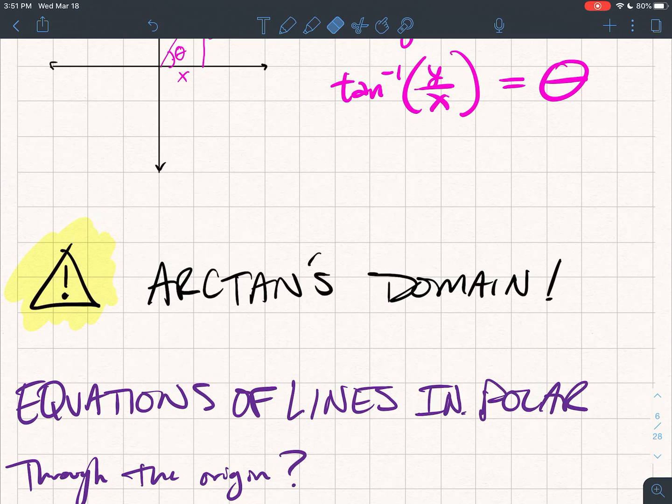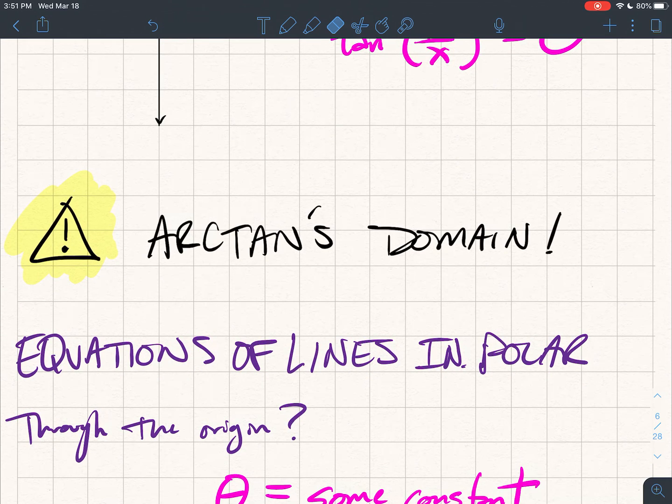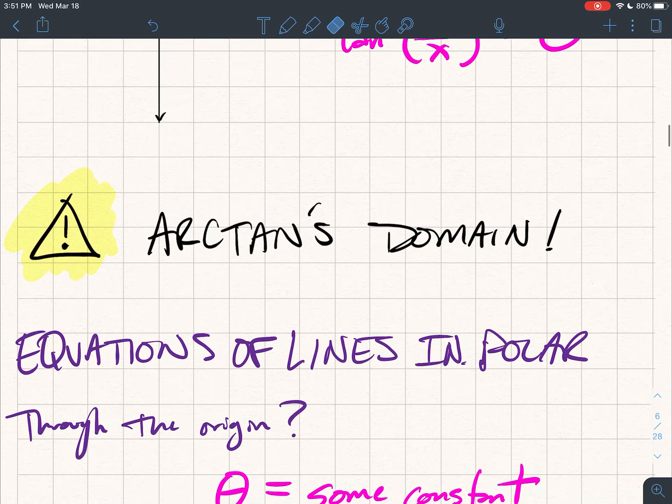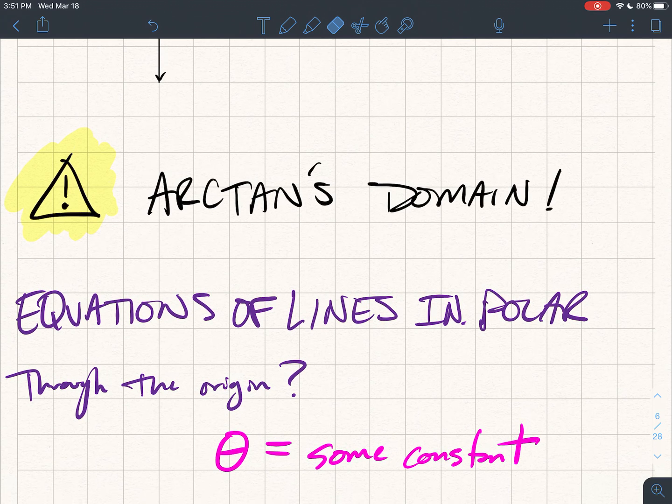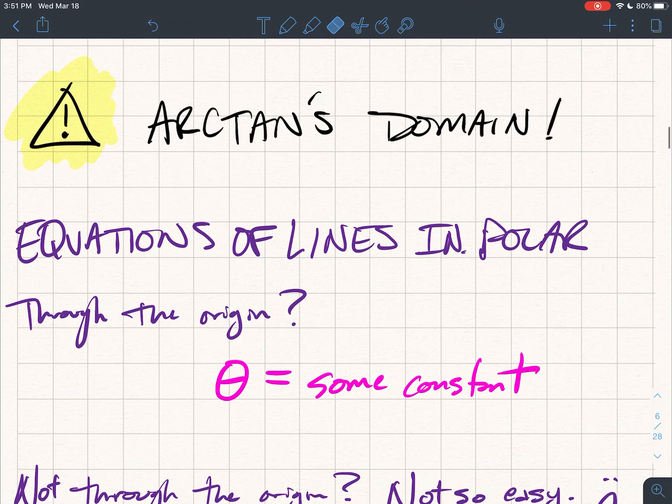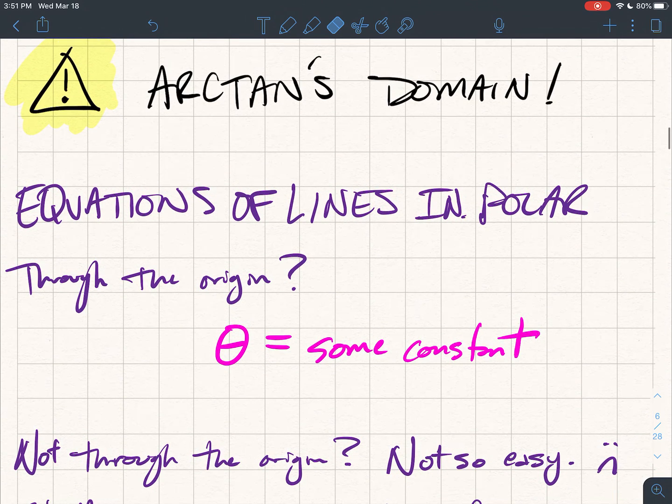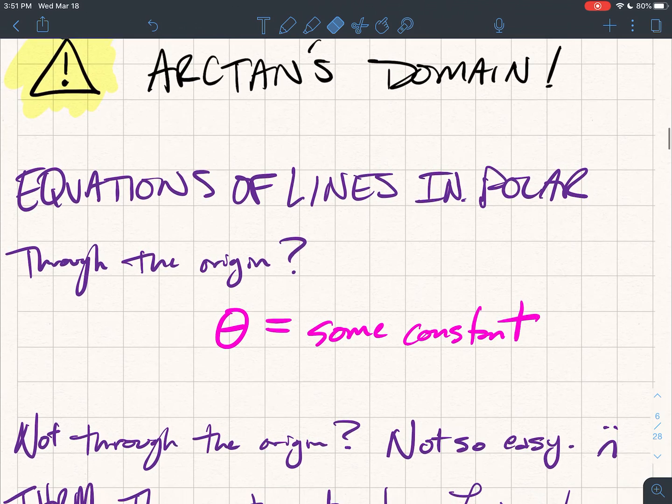Next, we're going to look at equations of lines in polar coordinates. If our line is through the origin, the equation is theta equals k, where k is some constant. That's going to give you all the points that are at a particular angle at any distance from the origin. It's pretty straightforward. But if our line is not through the origin, the equation of that line in polar coordinates is much more complicated.